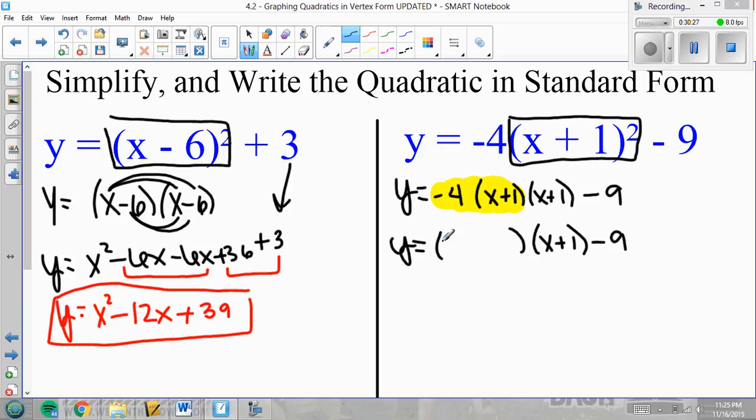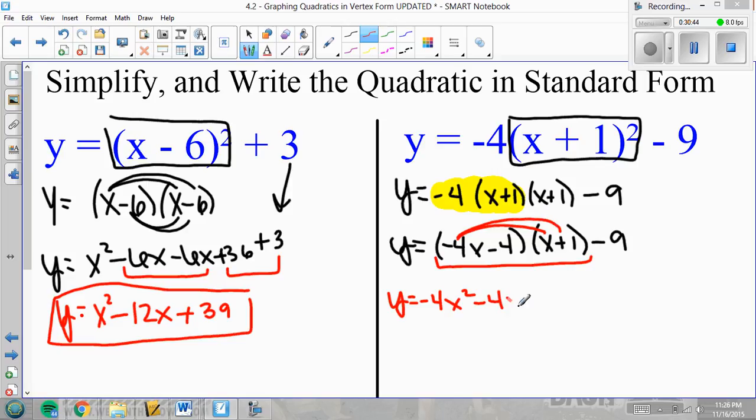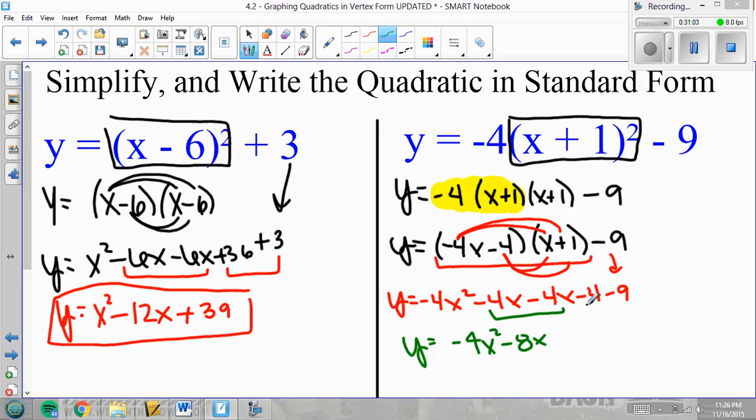Okay, so we have negative 4x minus 4. Now we can focus on these two parentheses. So I have negative 4x times x, negative 4x squared, minus 4x, minus 4x, minus 4, and I can just drop down my minus 9. Now we're just combining. So y equals, I don't have any other squareds, but I can combine my x's. So minus 8x and minus 13.